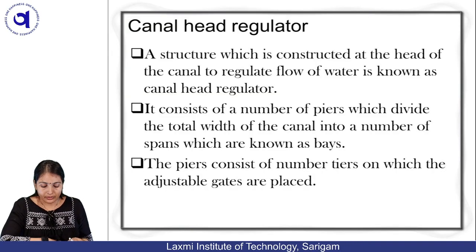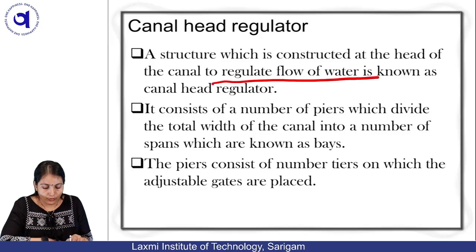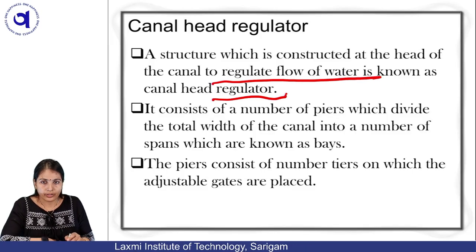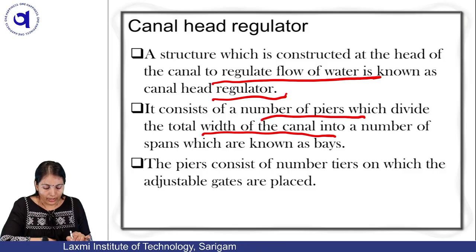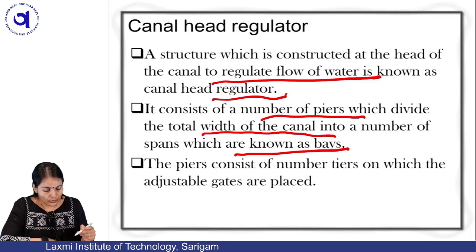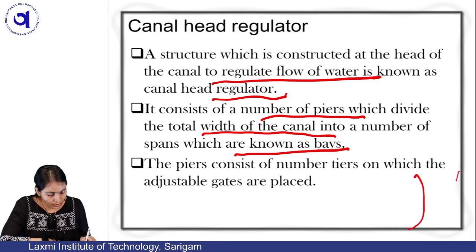Canal head regulator. A structure which is constructed at the head of the canal to regulate the flow of water is known as the canal head regulator. It's very important, and very easy. It consists of a number of piers which divide the total width of the canal into a number of spans known as bays. I will show you the picture again.